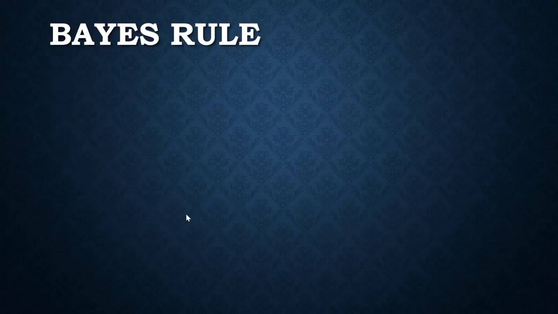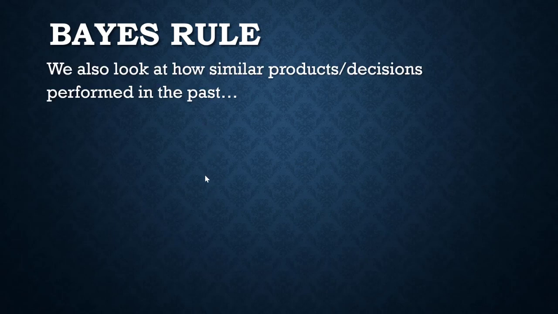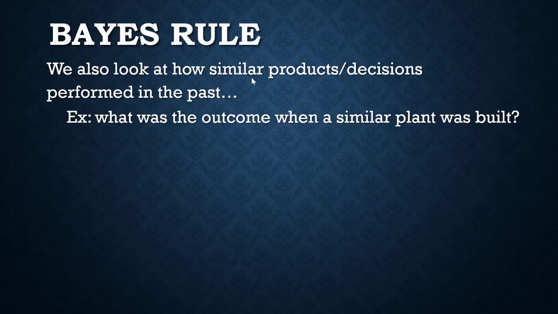To get those probabilities, we're going to look at how similar products or similar decisions performed in the past. Are we thinking about building a new hotel? Well, how did that previous hotel do? If we are a large chain with lots of hotels, there's probably another hotel similar to the one you're about to build, and you could ask how it performed. Granted, it would need to be in a similar economy. But there's always the possibility of looking at similar products or decisions in the past.